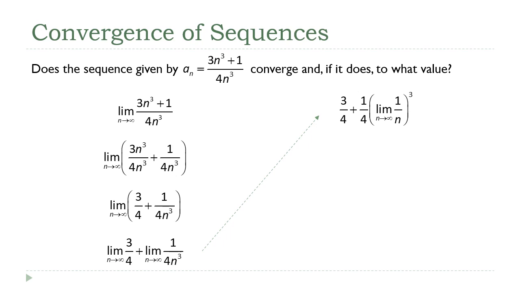And at this point, we're really home free. This limit here, we know what it is. That's just going to be 0. So this is 3/4 plus 0, which is, yes, 3/4. So to answer the question, yes, this sequence does converge, and it converges to 3/4, exactly like we expected it to.